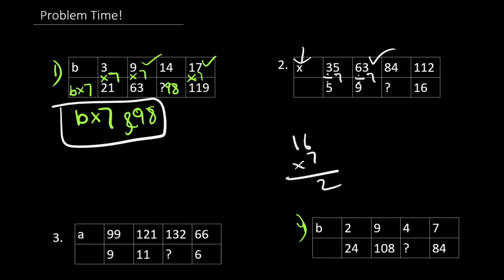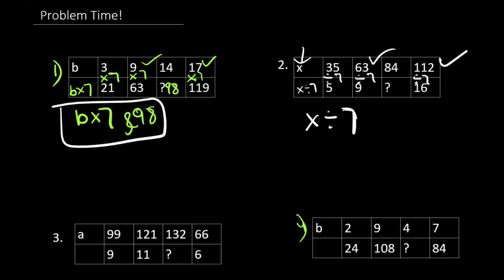7 times 6 is 42. 7 times 1 is 7, plus 4 is 11. So 112 is the answer. So it is divided by 7. So that's our rule. So it's x divided by 7. And make sure you use whichever variable is on the top. Don't use b just because it was in the other problems.